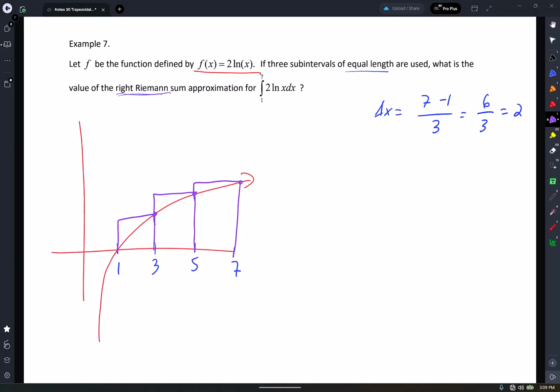Are we still okay? All I'm doing is delta x times height, guys. 2 times, how do I find my height? 2 ln of 3. There's your height. Plus 2 times 2 ln of 5, plus 2 times 2 ln of 7. There's easier ways. There's shortcuts. You can type this into the calculator and use your calculator features, but there it is.